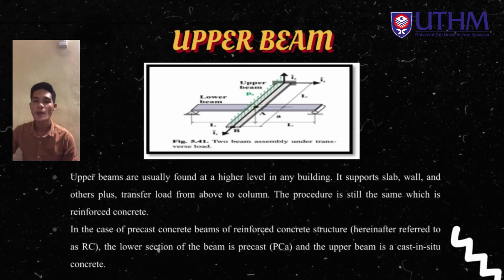The upper beams are usually found at a higher level in any building. It supports slab, wall and other planks, and transfers load from above to the column. The procedure is still the same, which is reinforced concrete. In the case of precast concrete beams of reinforced concrete structure, the lower section of the beam is precast and the upper beam is cast in situ concrete.